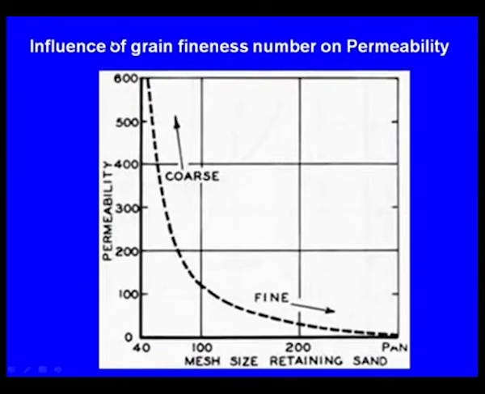Now let us see this graph, influence of grain fineness number on the permeability. You can see this side is the coarser grains and this side is the finer grains. As the size of the sands is becoming finer and finer, what is happening? The permeability is coming down. So this graph tells that the finer sand grains offer lower permeability, whereas the coarser sand grains offer higher permeability.